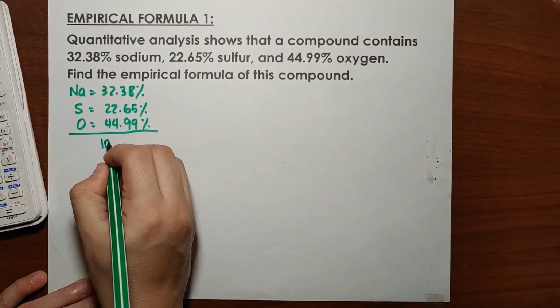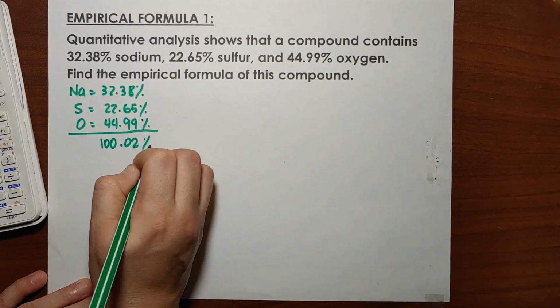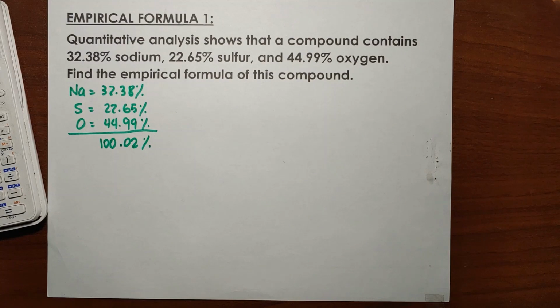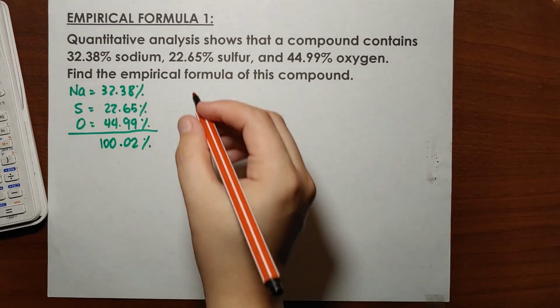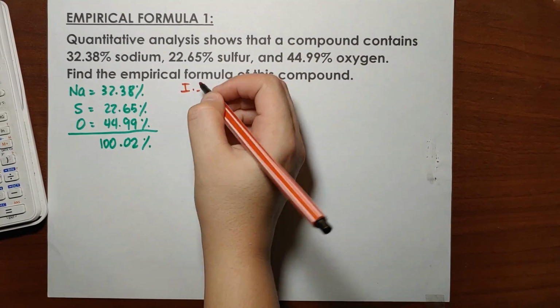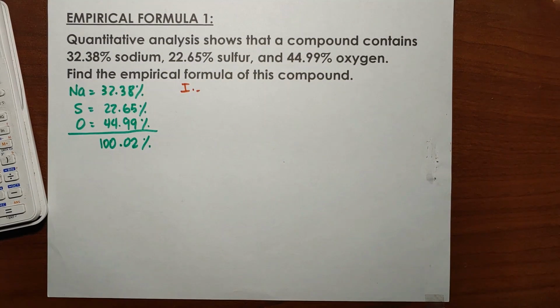Well, I got 100.02%. So the problem is giving us the percentage composition. To calculate the empirical formula, if we start with the percentage composition, in the first step we're going to convert from percentage to grams.